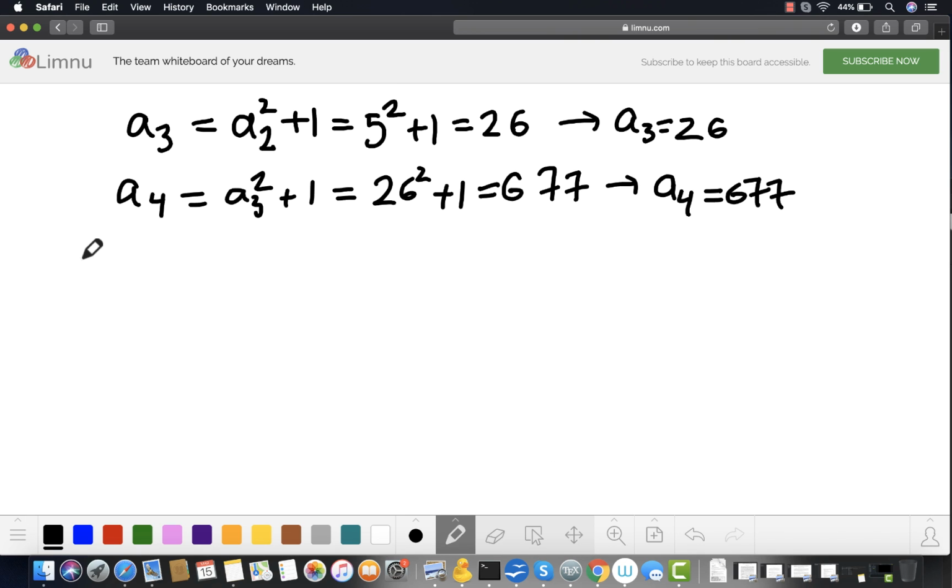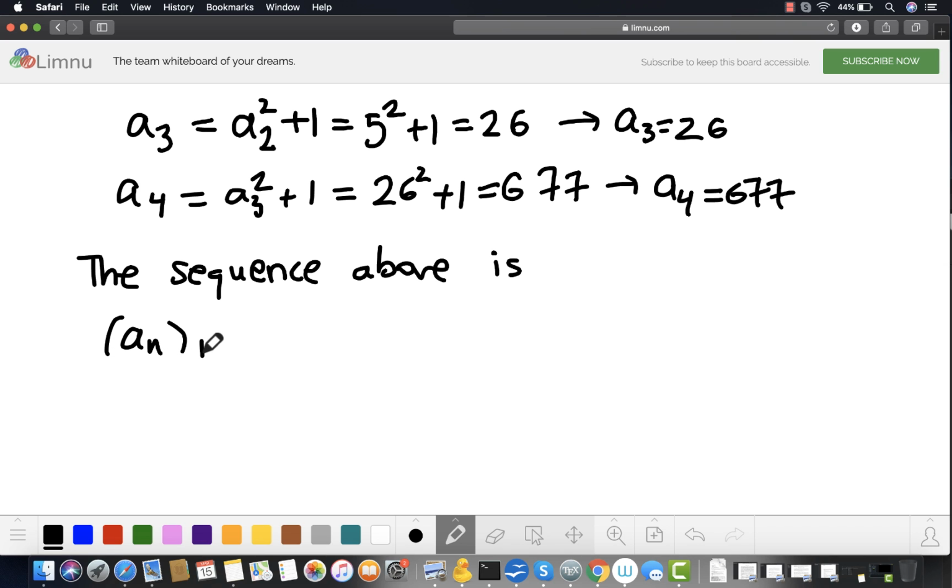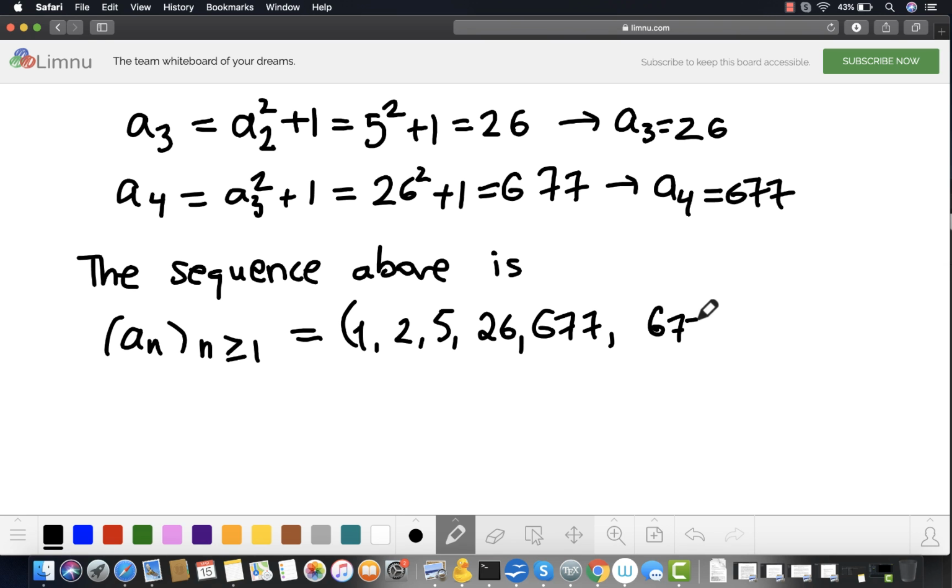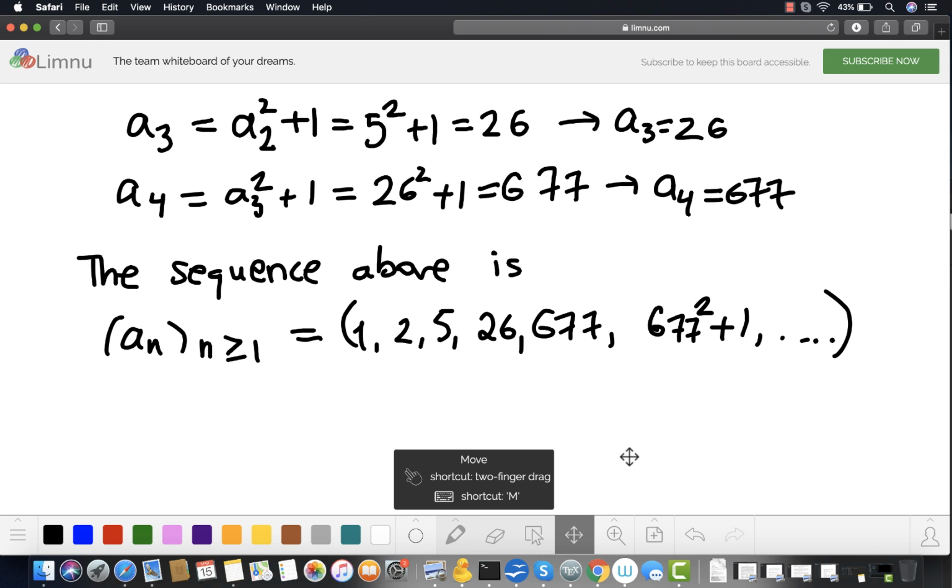But basically the sequence above is this one. A sub n is at least 1. So we have figured out the first few values: 1, 2, 5, 26, 677. And I didn't calculate the next value, but it would be 677 squared plus 1. And so on. Whatever this value is, you would have to square it and add 1 to get the next one, and so on. Okay.